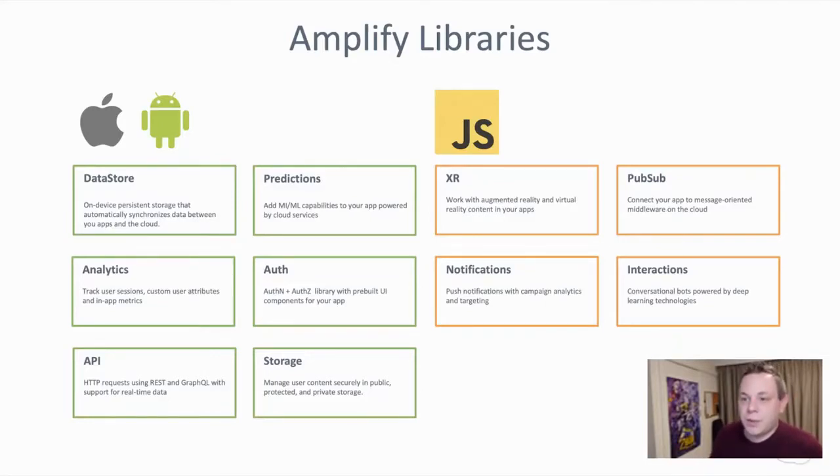At the moment, we support six main modules. The first one is DataStore. It's on-device persistent storage that allows you to automatically sync that data back into the cloud whenever a device is online. So it's kind of like a local database, and then you've also got the cloud database as well. And we're handling a lot of the logic that happens between the two whenever there's no internet connectivity, and then the internet suddenly connects back in.